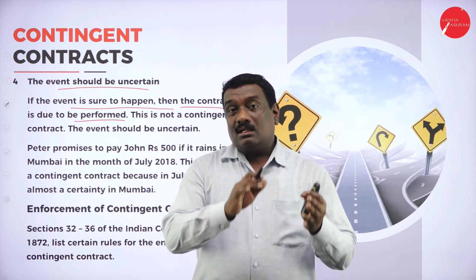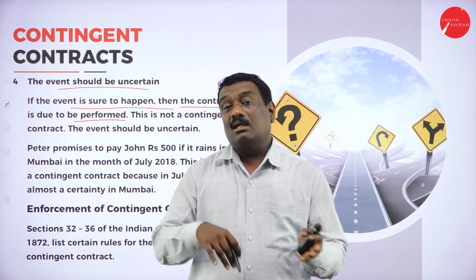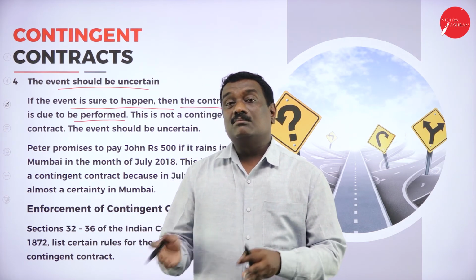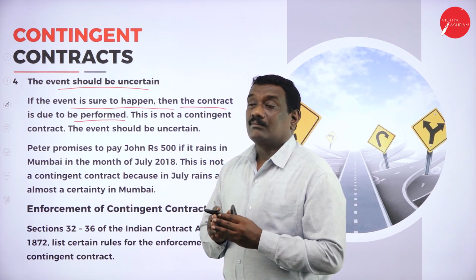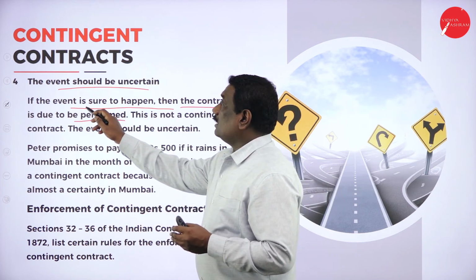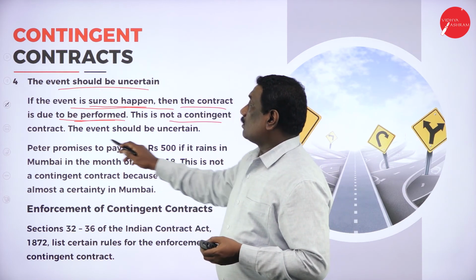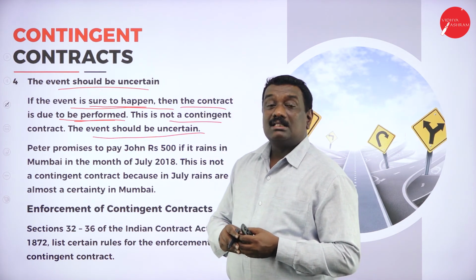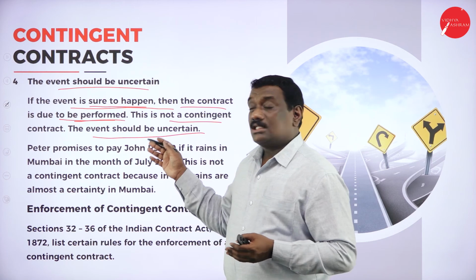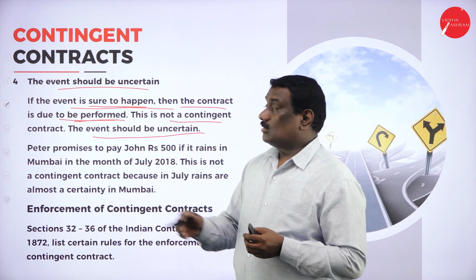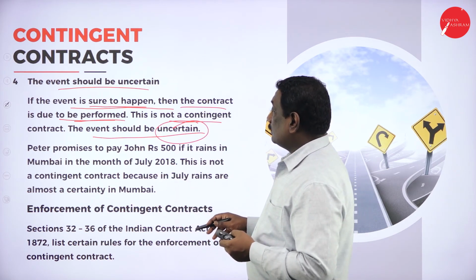The will means where that particular person is transferring his assets to somebody else, or donating them to some charity houses or something like that. So there, on the happening of that event, that person surely is going to die. When that particular event is sure to happen, then the contract is due to be performed. This is not a contingent contract because the event should be uncertain. Uncertain means we don't know.